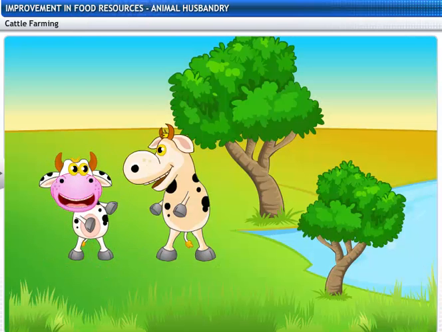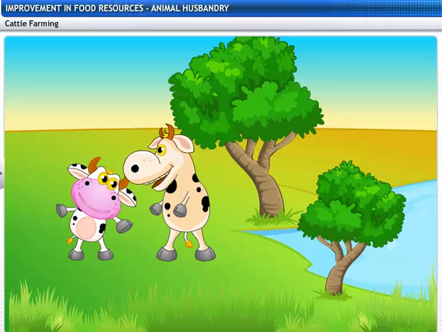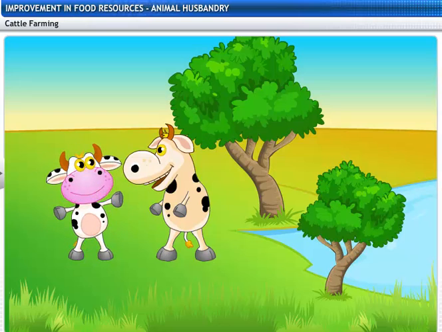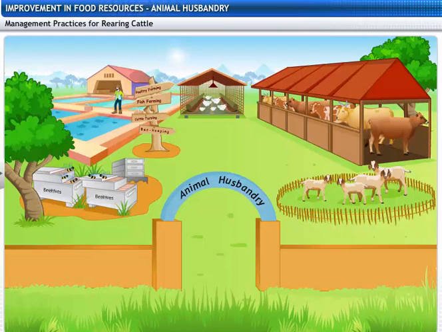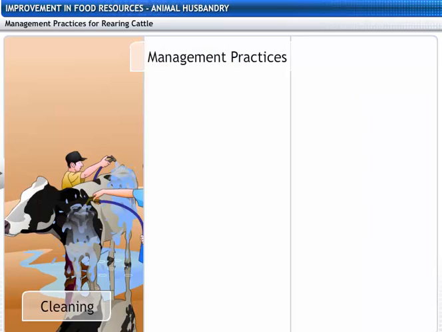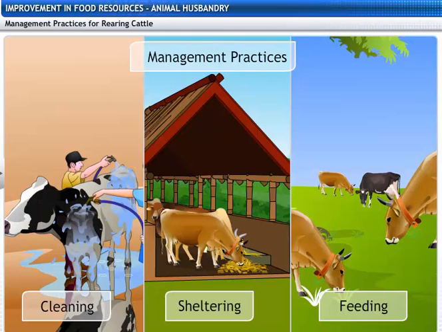Hey, you look great. I'm so excited. Why don't you show me around? Where do you live? What kind of food do they give you? Let's take a tour of the farm with Moo. This will be a good opportunity to examine the management practices for rearing cattle. Should be interesting to find out how they are able to keep their cattle well fed and happy.